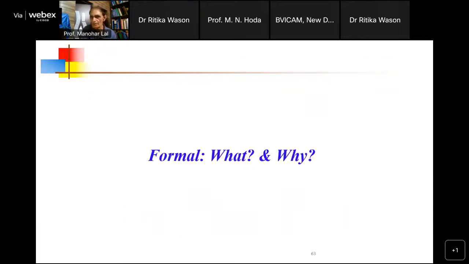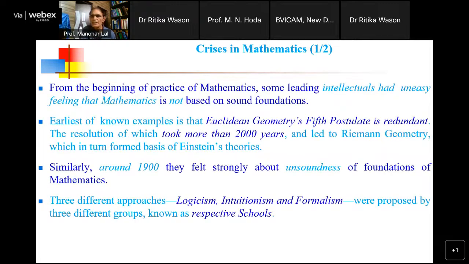Next concept is formalism: what and why. From the beginning of the practice of mathematics, some intellectuals felt uneasy that mathematics is not based on a sound foundation. Earliest examples were Euclidean geometries. Similarly, around the 1900s, mathematicians felt that mathematics was not on a sound foundation.